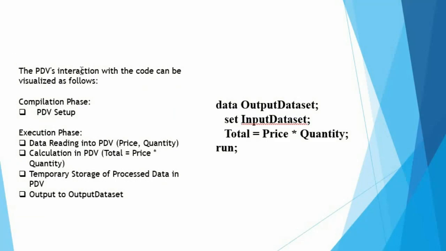So, how the PDV interacts with the code can be visualized as follows. In the compilation phase, only the PDV setup happens, meaning the data structure is created, the syntax checked and so on. Now, the second part is the execution phase. First, data reading into the PDV: whatever the raw data is will be read into the PDV, meaning the price and quantity, which are part of the raw data. I already explained, and it's showing as well. Second, the calculation in the PDV, total equals price into quantity. Third, temporary storage of processed data in the PDV. And fourth, output to the output data set.